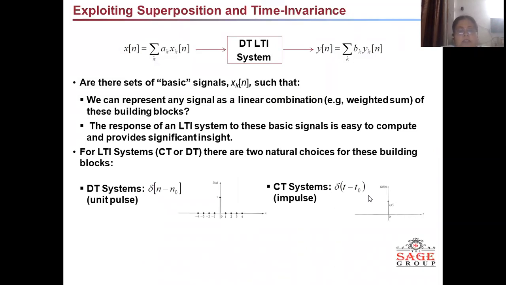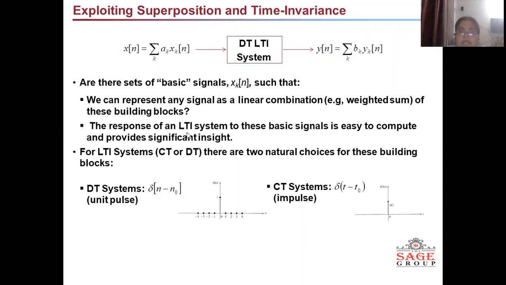First, we'll discuss the superposition and time invariance property. Here, the basic signals in the form of discrete signals are given to the discrete time linear time invariant system. x[n] represents the input of the system, whereas y[n] represents the output of the system. We can represent any signal as a linear combination, which means that it can be represented in the form of a weighted sum of the inputs.